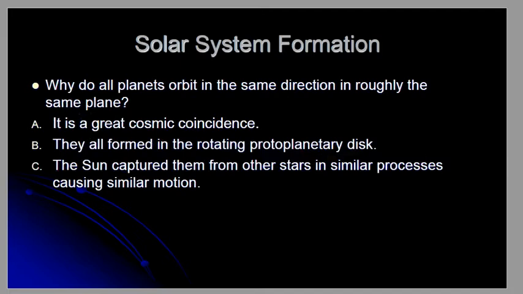So at this point, you should know the answer to this. Why do all planets orbit in the same direction in roughly the same plane? Is it A, because it's just coincidence, just happenstance, just luck of the draw? If you look at other solar systems, will it be different? Or B, or no, we're going to jump to C. The sun captured them from other stars in a similar process, causing similar motion. Well, other stars passing by would have to pass by exactly the same way every time, right? So no, it's B. They're all formed in the rotating protoplanetary disk.